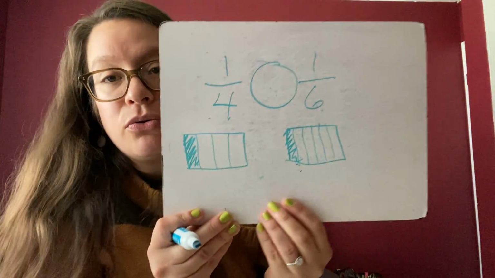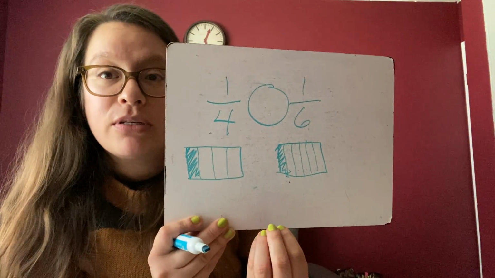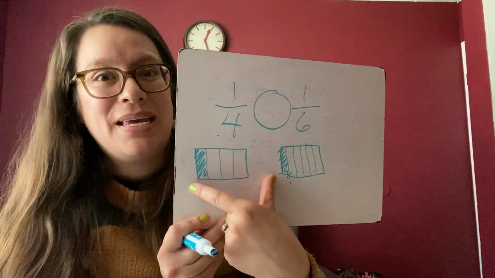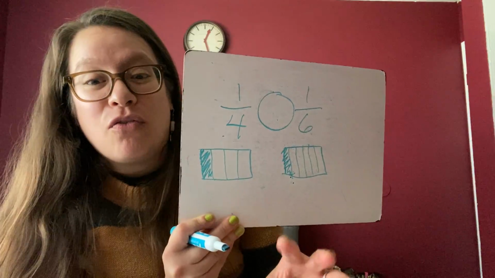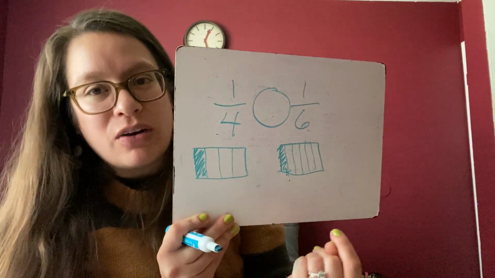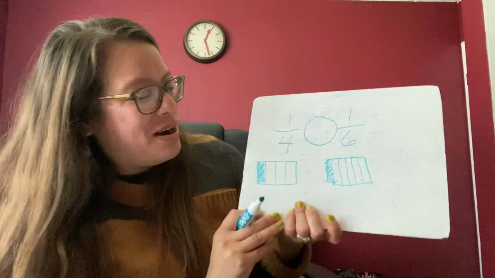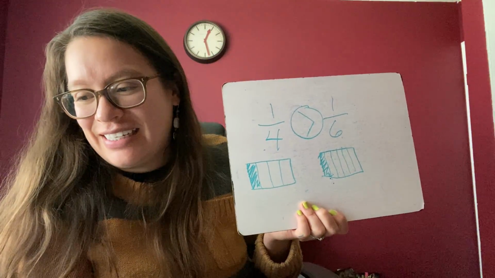Now, if you looked at those, which one is the bigger amount? 1/4, right? Because even though there's 4 pieces, there's 4 big pieces. Would you rather have a pizza that had 4 pieces and then you had 1, or if you had 6 smaller pieces and you had 1 of those? Probably 1/4, right? So 1/4 is greater than 1/6.